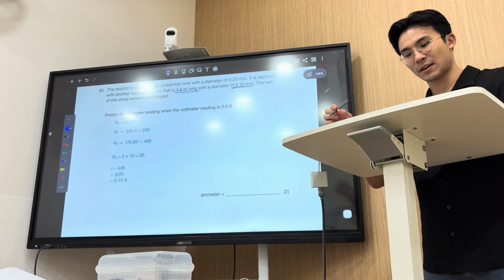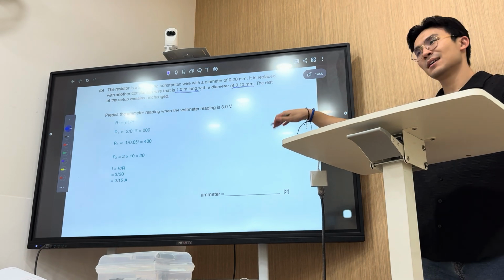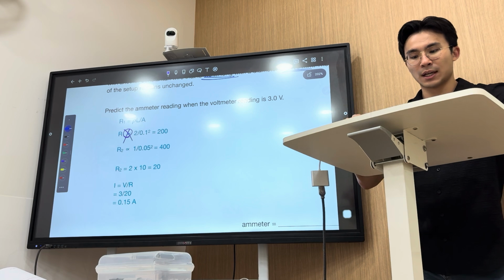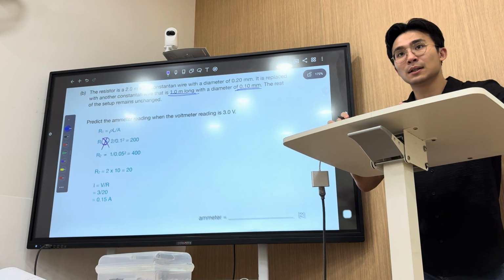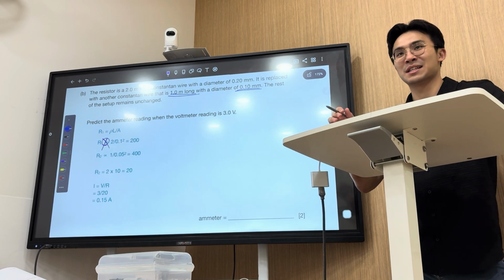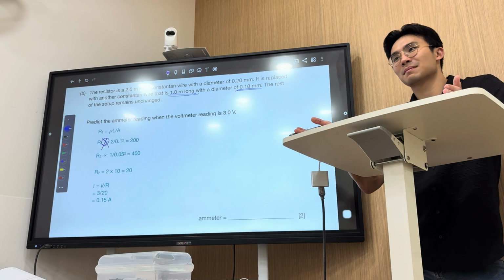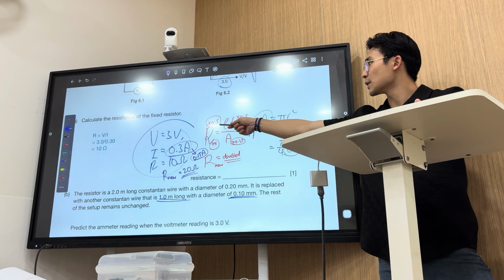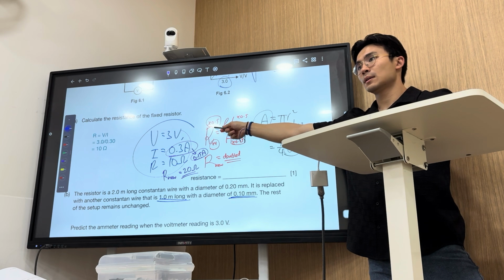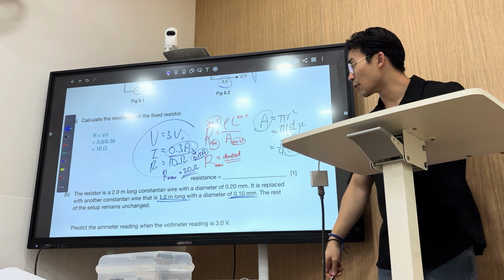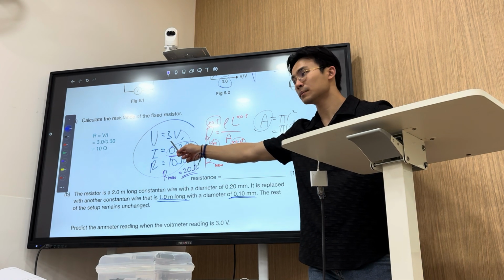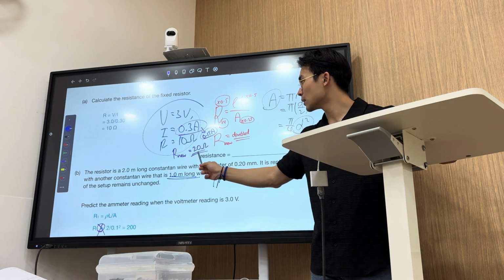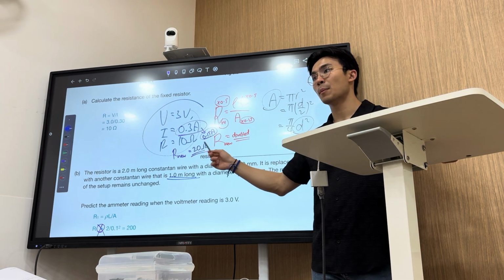Okay, 0.15 amperes. This is the actual working. I don't really agree with it because they use this symbol. I don't like it. If you want to, you can copy this down, although I'm quite sure my work is better. It's up to you. Because V is constant, if your resistance doubles, then your current is times half to compensate.